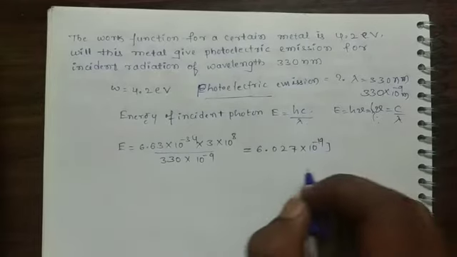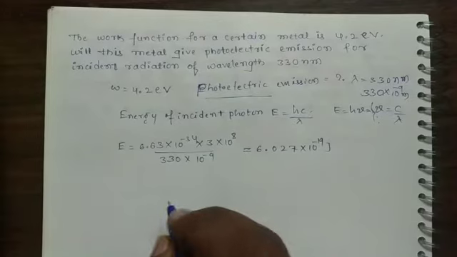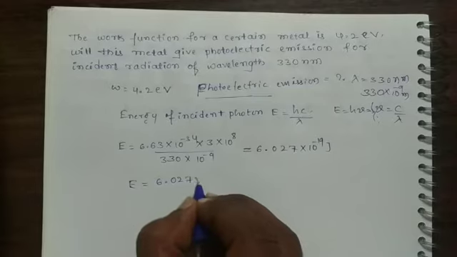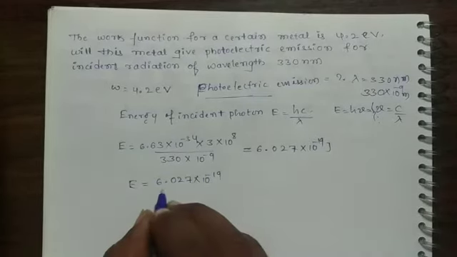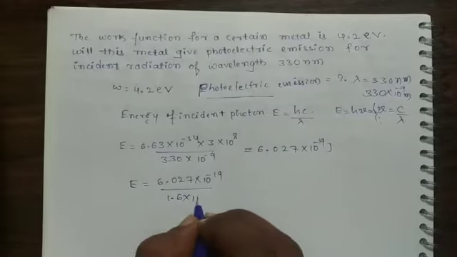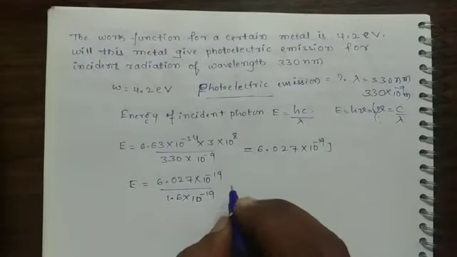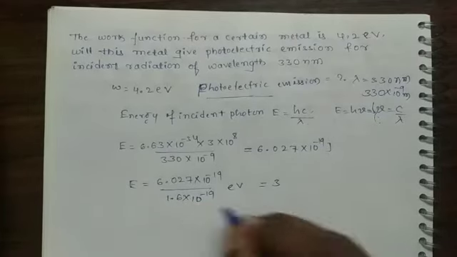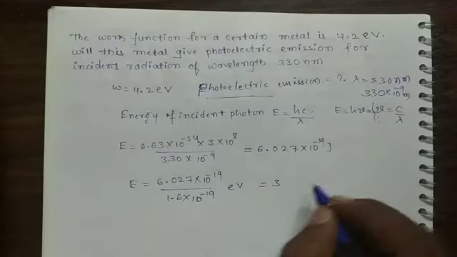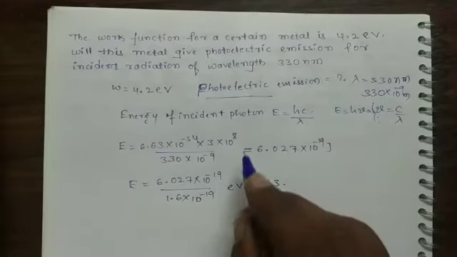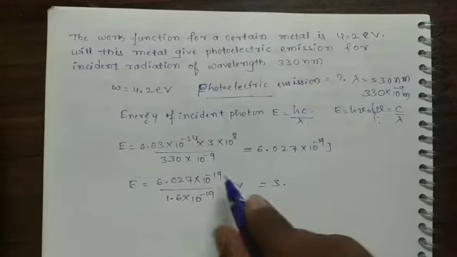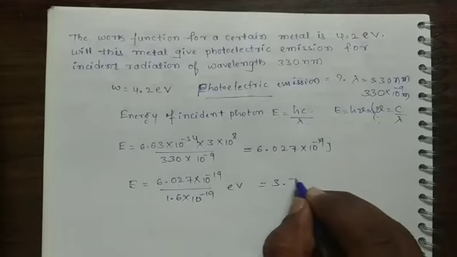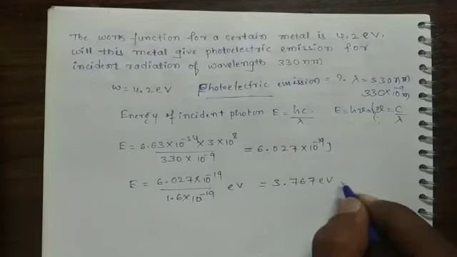This is converted into electron volt by dividing by 1.6 into 10 power minus 19. So E is equal to 6.027 into 10 power minus 19 divided by 1.6 into 10 power minus 19, which converts it to electron volt. After dividing and simplifying, we get 3.767 electron volt.